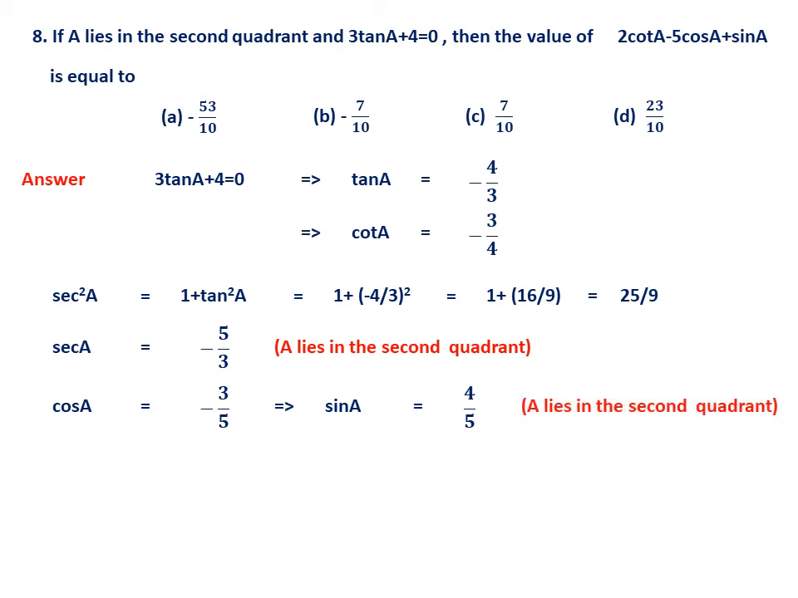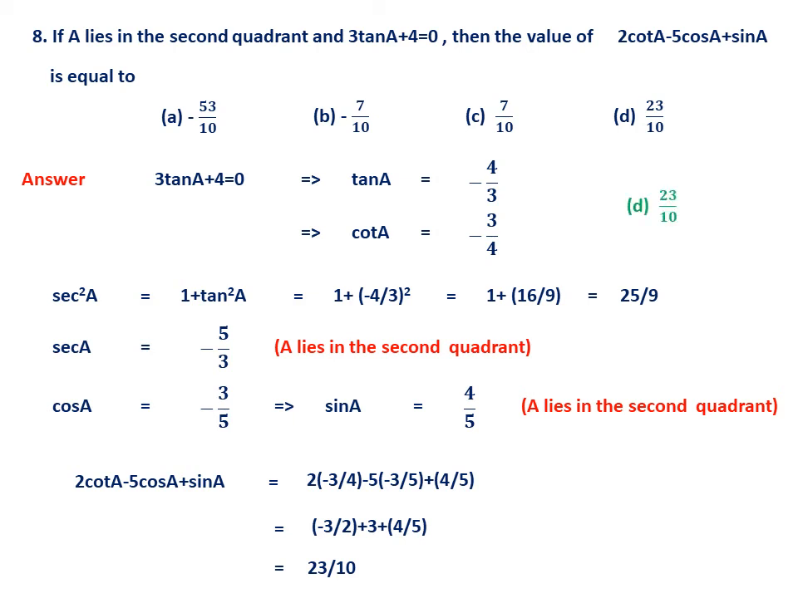But here you should be careful. For sin it is positive because A is in the second quadrant. Therefore, I have written it inside the bracket. Now every value you know the ratio, just substitute. So when you substitute, you get 2 into minus 3 by 4 minus 5 into minus 3 by 5 plus 4 by 5. Simplify, you get the answer 23 by 10.